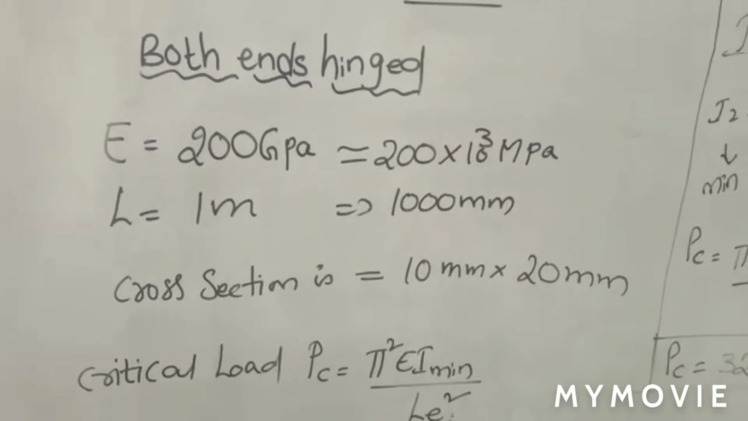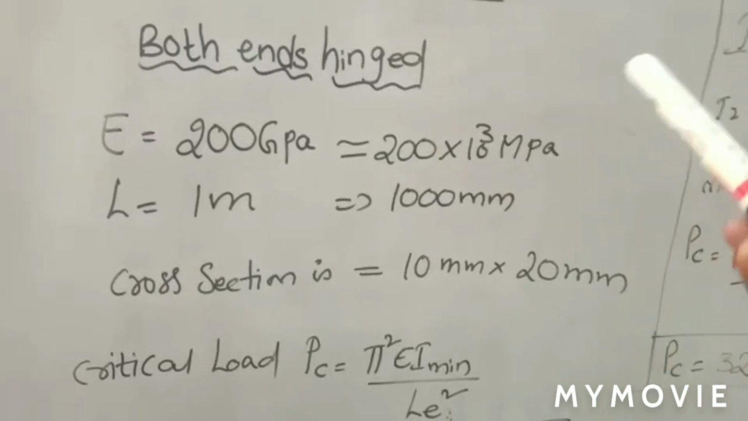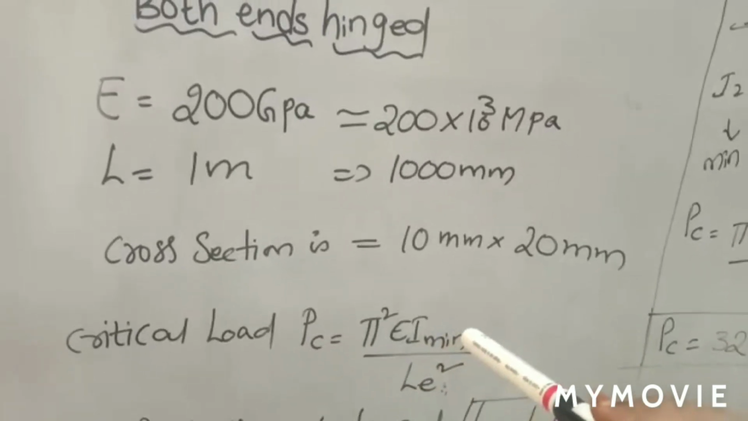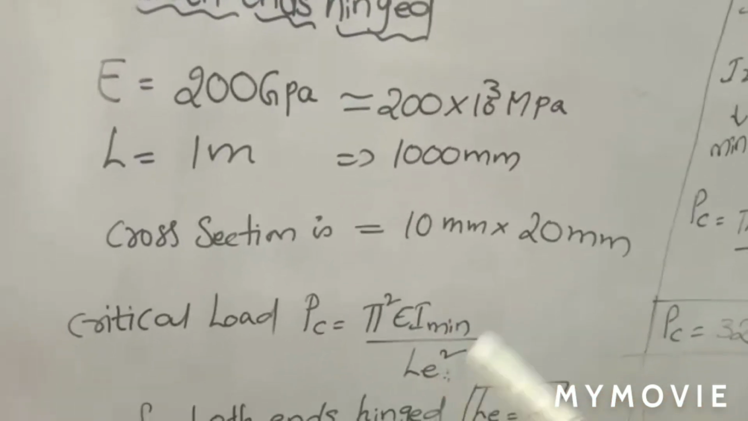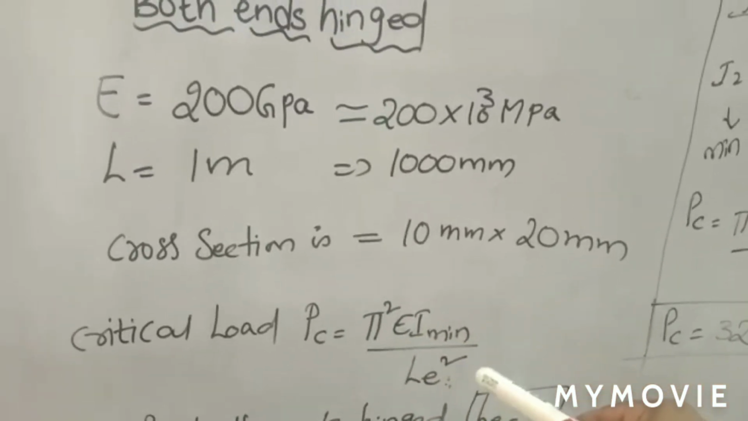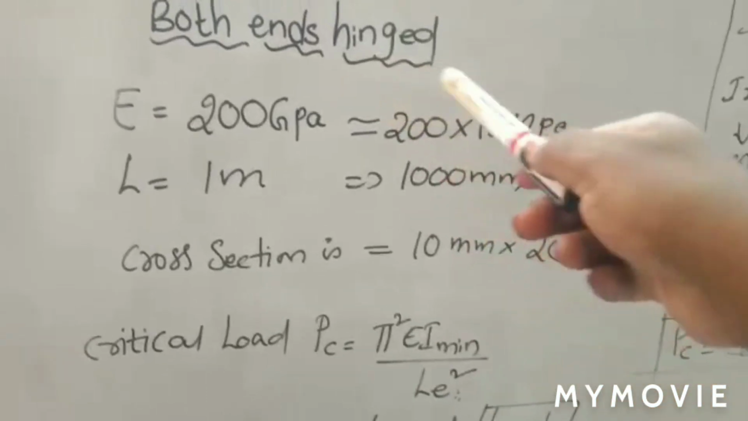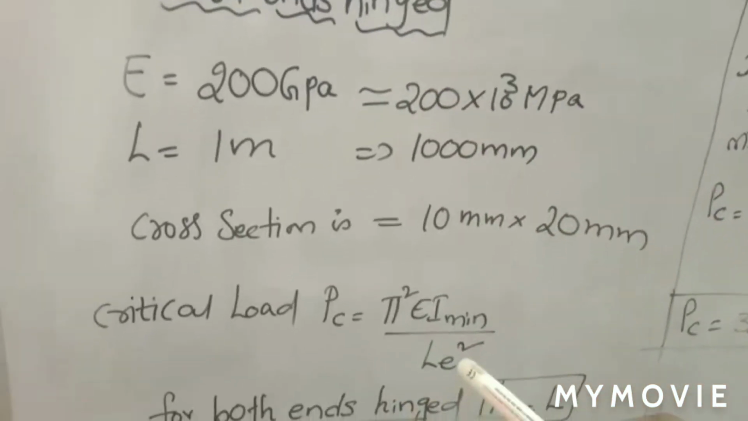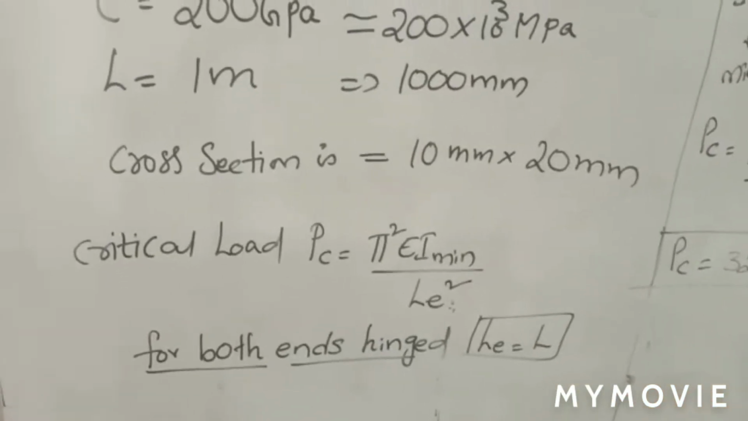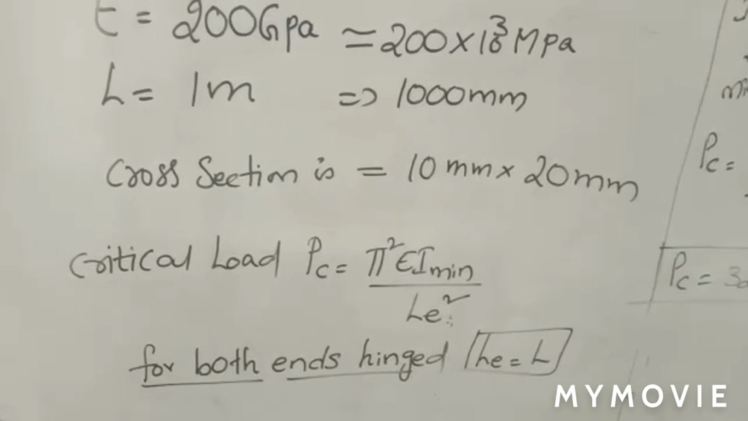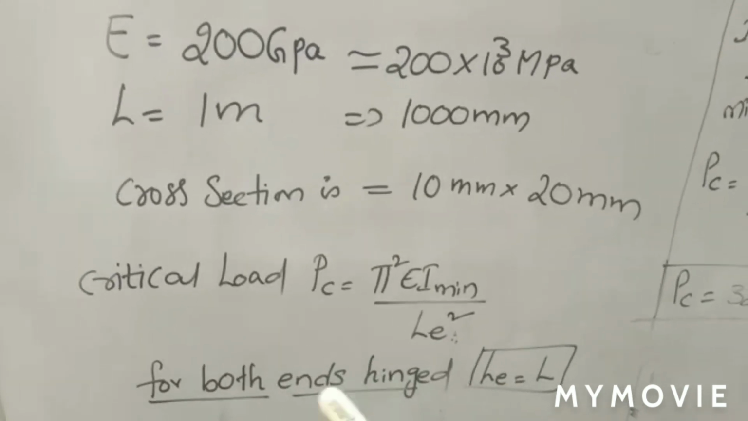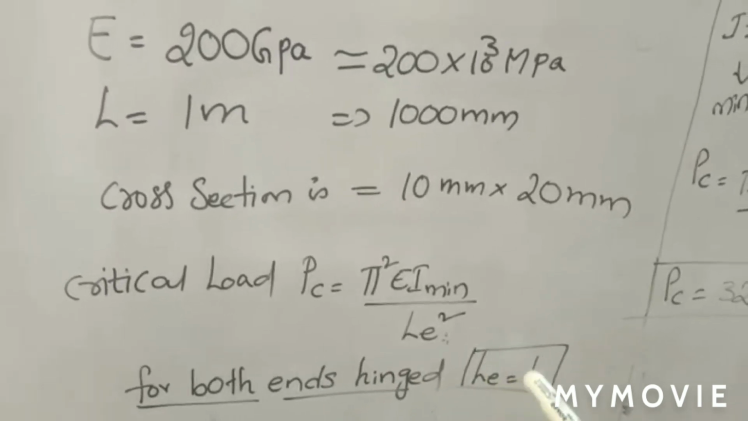Whenever both ends are hinged, there is a critical loading formula. The critical load Pc is equal to pi square E into I minimum by Le square, where Le is the equivalent length. So this is the condition: whenever both ends are hinged, the equivalent length Le equals L. That is the basic condition we already know. Whenever both ends are hinged, Le equals L.